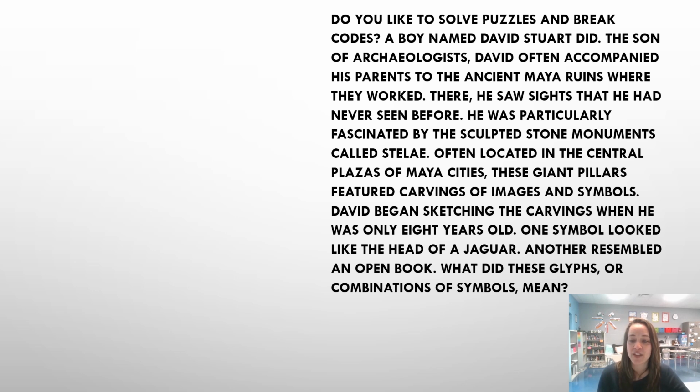David began sketching the carvings when he was only 8 years old. One symbol looked like the head of a jaguar. Another resembled an open book. What did these glyphs or combinations of symbols mean?